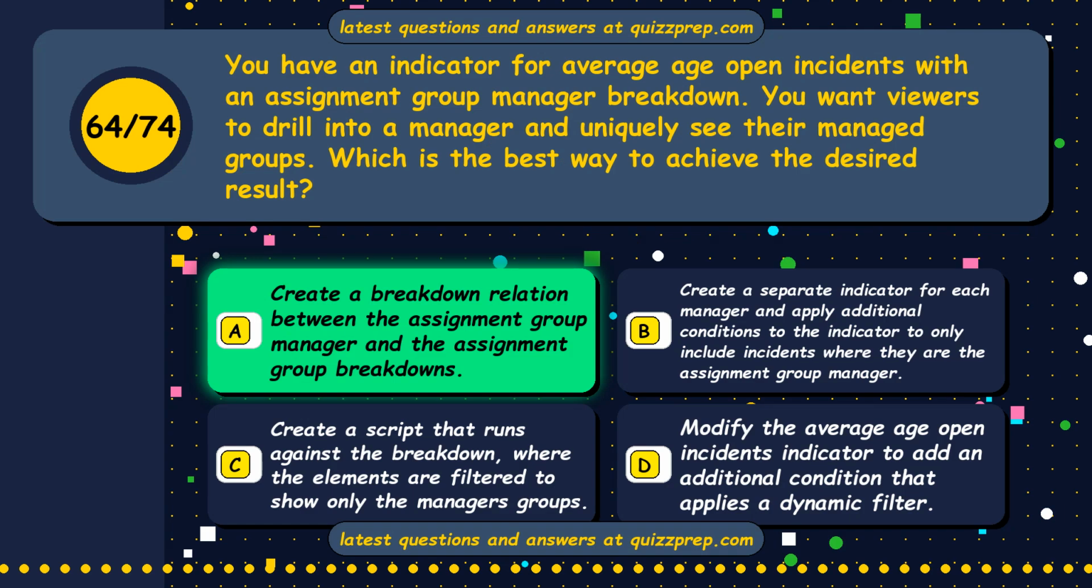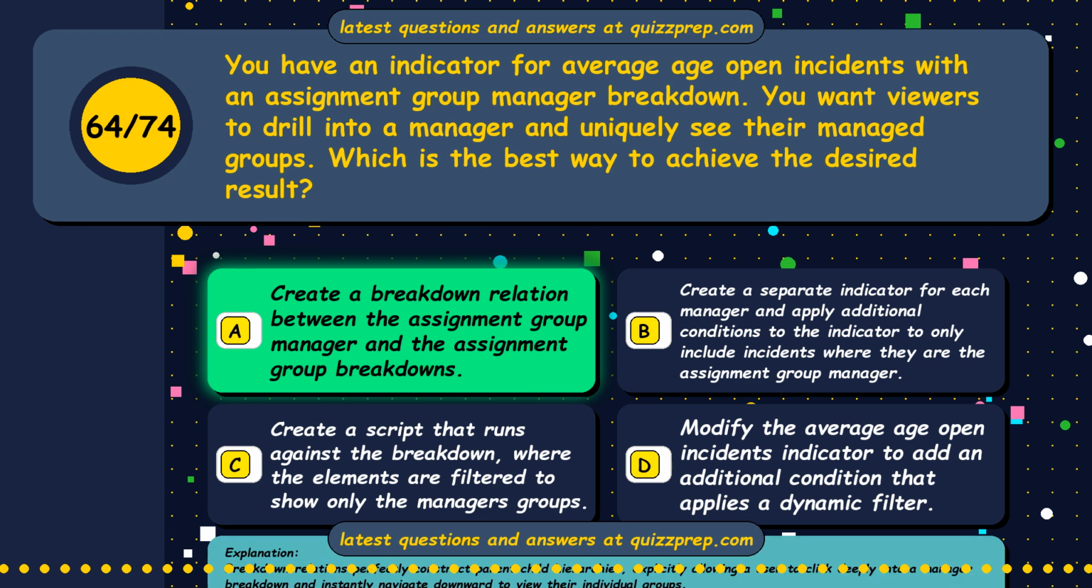The correct answer is option A. Create a breakdown relation between the assignment group manager and the assignment group breakdowns. Breakdown relations perfectly construct parent-child hierarchies, explicitly allowing a user to click deeply into a manager breakdown and instantly navigate downward to view their individual groups.